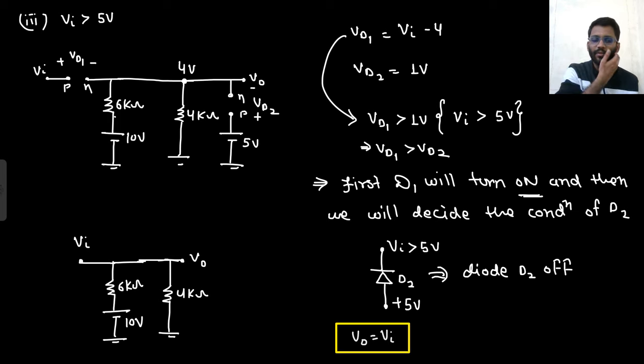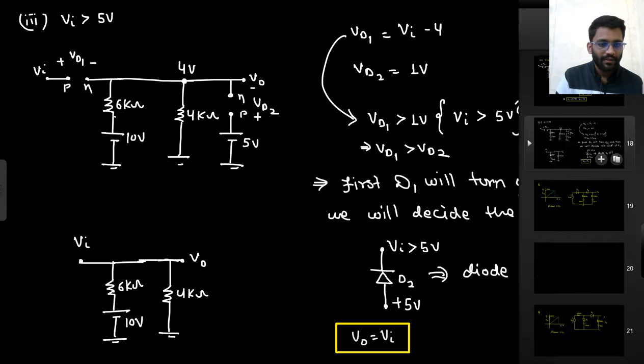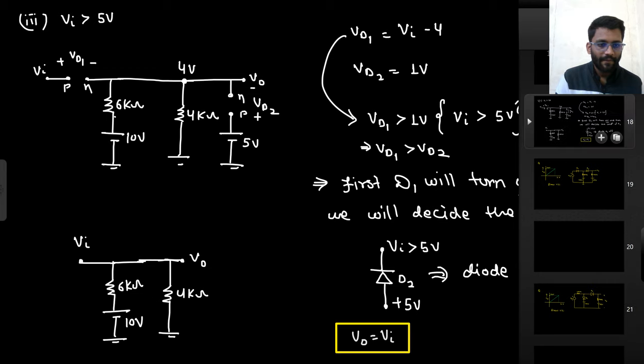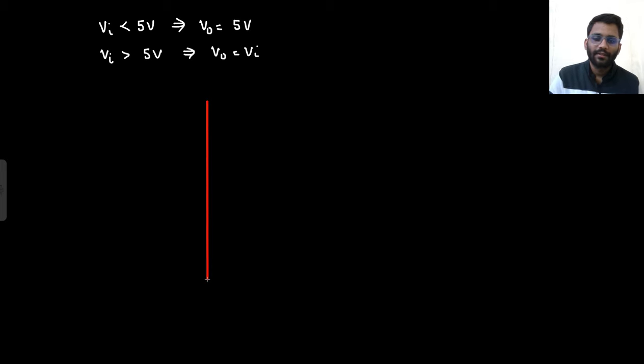So this is what we understood. What was our final conclusion? We have to add a page. The final conclusion was, when Vin is less than 5 volt, your V0 is equal to 5 volt only. And when Vin is greater than 5 volt, your V0 is equal to Vin. That's it. Now you can draw the transfer characteristics.